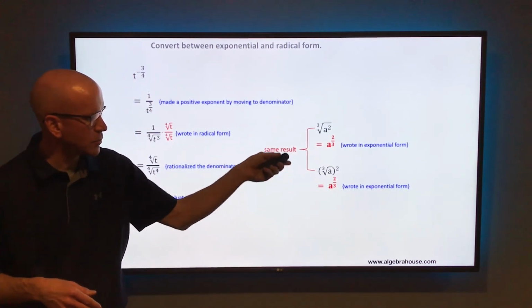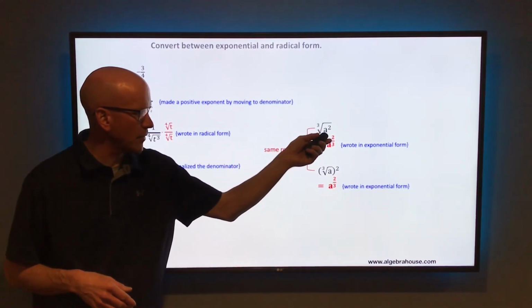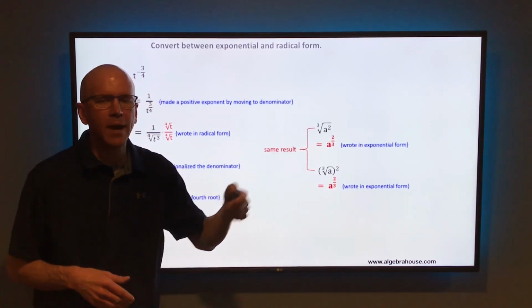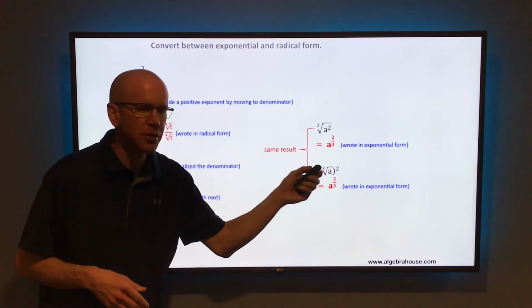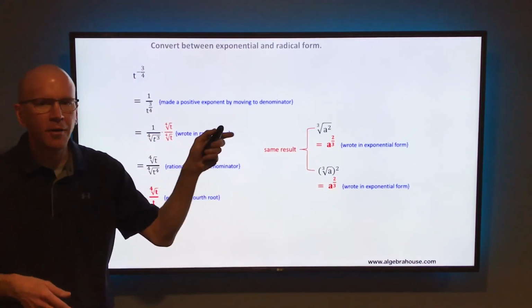So notice these two are the same. If you take the cube root of a squared, where that squared is under the radical sign with the a, that's the same as squaring the cube root of a. Those two results are the same.